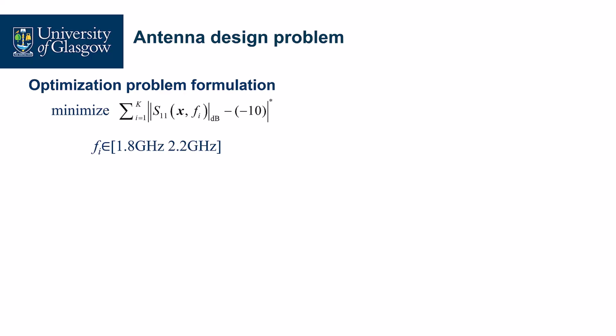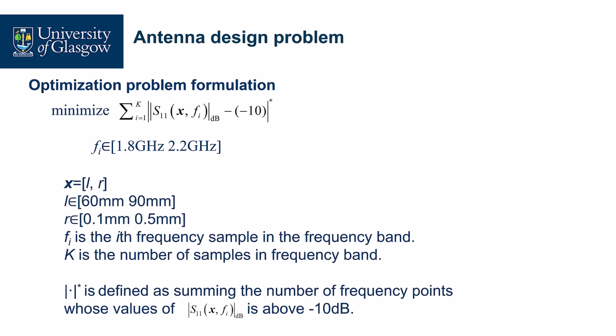We sample the key frequency points, and at each frequency point, we get the magnitude of S11 for a certain design. Then at some of the frequency points, the magnitude of S11 is above minus 10 dB. We don't want that, so we will count these numbers. Then we will minimize the total number of these frequency points. So when this becomes 0, it means all the frequency points have S11 magnitude below minus 10 dB. So we define such a function.